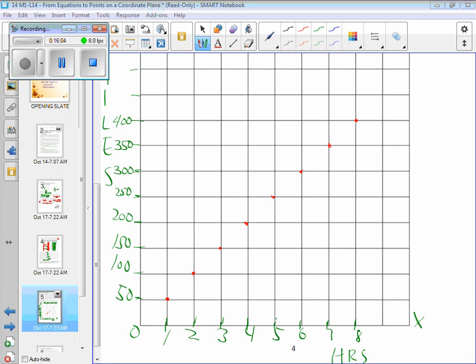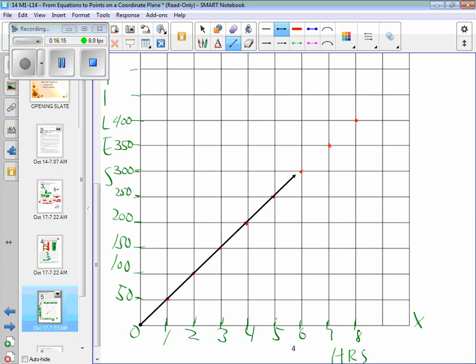I'm going to cheat because I can. When you start your line, start at the 0 and extend past the last data point, because you can use that line for values after 8 hours. So I know you don't have a straight edge right now. Just connect it as straight as you can.